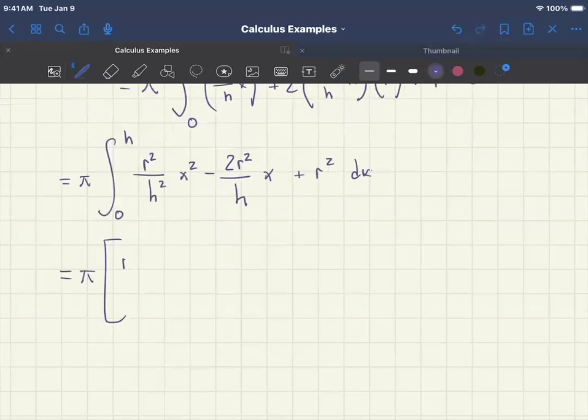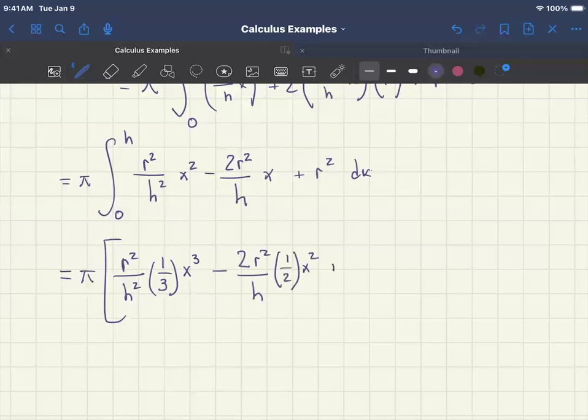Because now we are set to integrate, and we're not going to have extra stuff that we're worrying about as we integrate. So add 1 to our power, divide by our new power. You'll notice I added a little bit of space in front of the x so that we could put that number in there. I'm going to do that for our second term as well. We have minus 2r squared over h, and then we're going to add 1 to our power, divide by our new power, plus r squared, add 1 to our power. So that's going to turn into an x, and we are going from 0 to h.